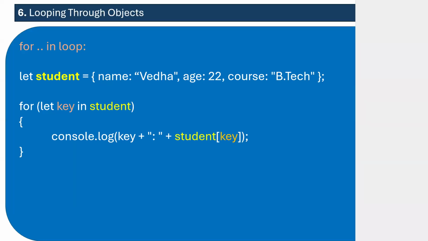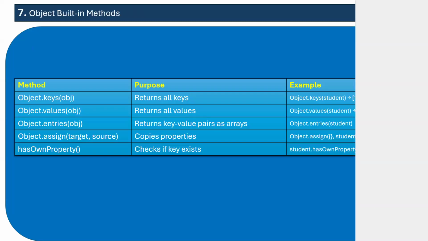Okay. And in arrays, we practiced around 11 to, I think, 11 to 15 functions we discussed, right? Like push, pop, shift, unshift. Hope you recall. Map, reduce, a lot of functions we discussed. Similarly, in object also, guys, we have some built-in methods.